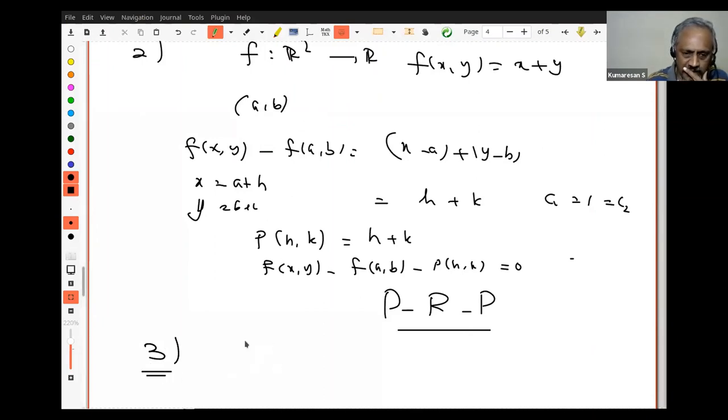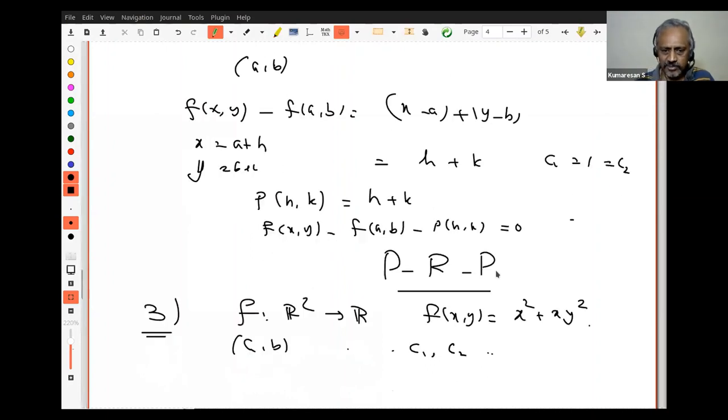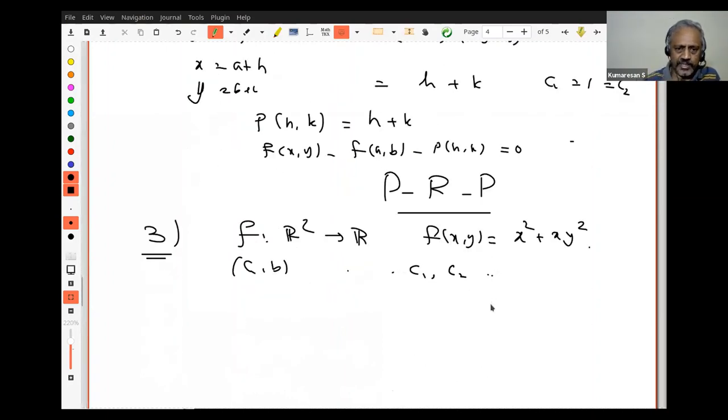Go through the first two examples from R2 to R. I'll make it very simple. F of x, y equal to x squared plus x y squared. And fix a point (a, b). Show that it's differentiable and tell me what C1 and C2 are. Is the question clear? Show that f is differentiable at the point (a, b), then tell me what C1 and C2 are. Don't worry about epsilon and delta.